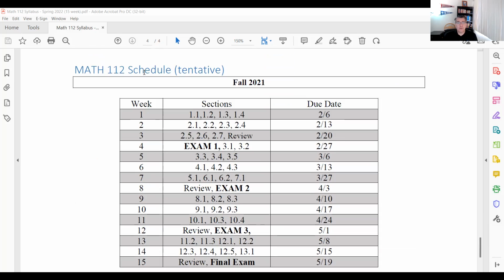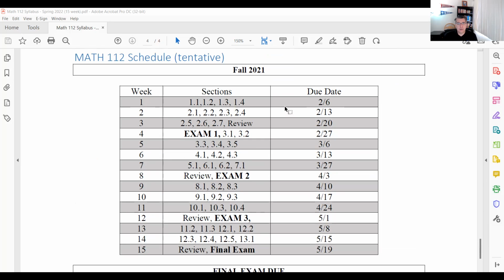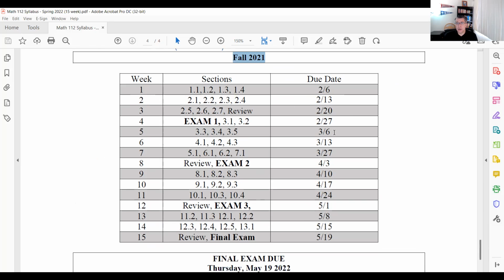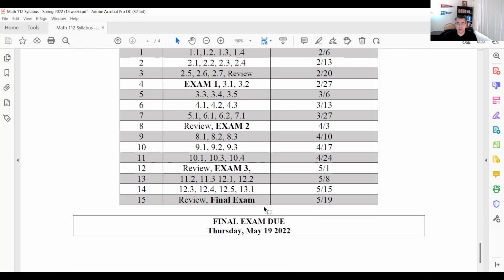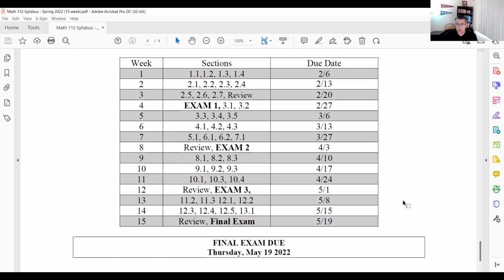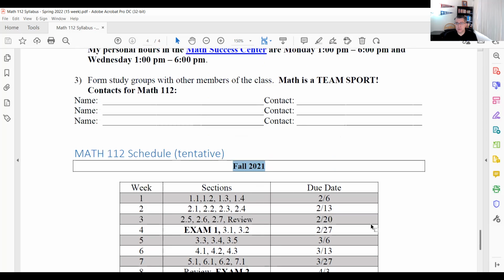The Math 112 schedule should be updated to spring. I don't know why it didn't get updated. I should say Spring 2022. I'll update that. But all the dates are correct. These are spring dates. Okay, and the final exam is Thursday, May 19th.